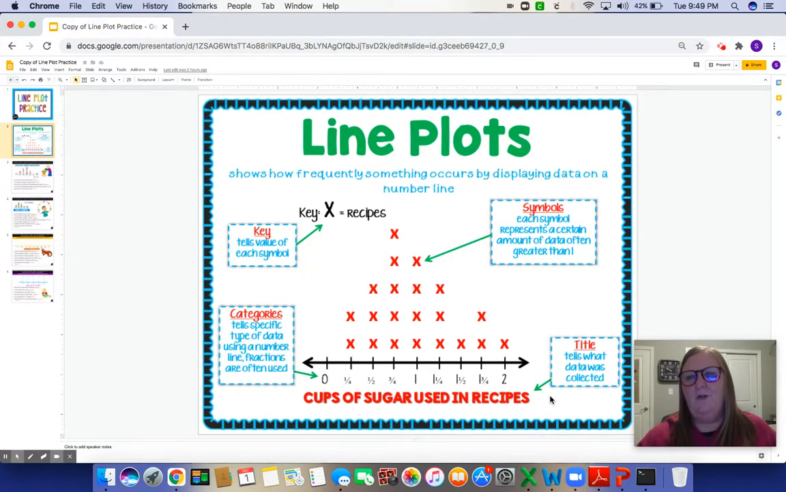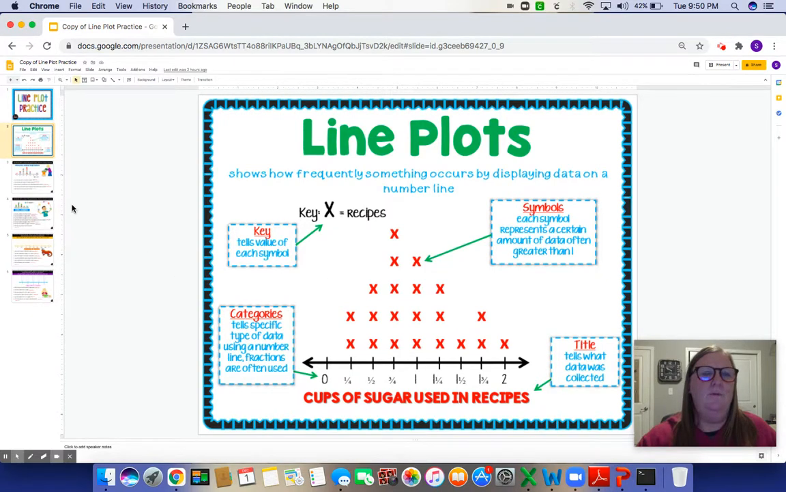So what are you talking about? And then again, I've already referred to this, but these X's are the symbols. It says each symbol represents a certain amount of data, often greater than 1. So in this example, 1X only equals 1 recipe.